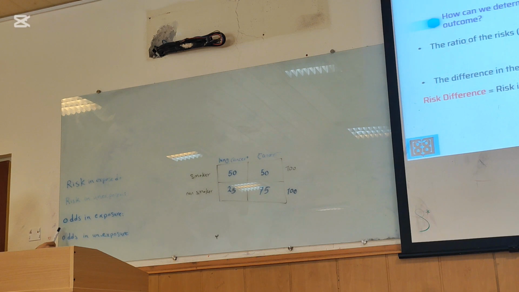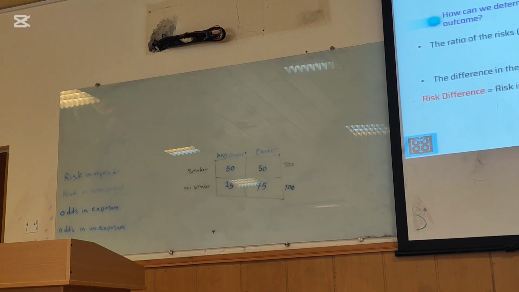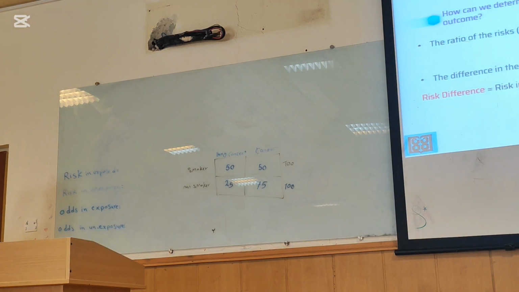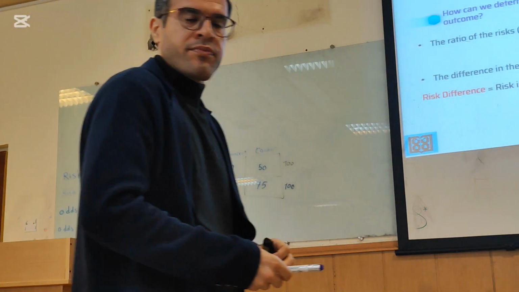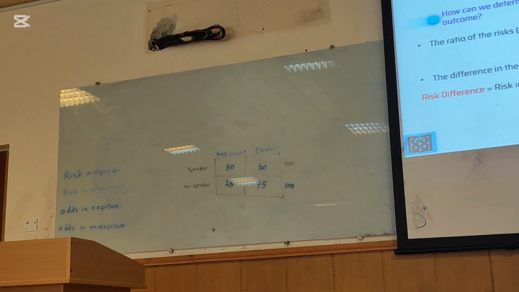Please answer these questions. Odds in exposure and odds in unexposure. Yeah, it's okay. It's fine. Now he is asking to write the incidence. Incidence means the number of people who develop a disease. So in smokers, 50% develop cancer. Yes. Risk in exposed, risk in unexposed. 25%. That's incidence basically. The amount of people who develop a disease. For incidence, you don't calculate much. Just the amount of people who got sick.